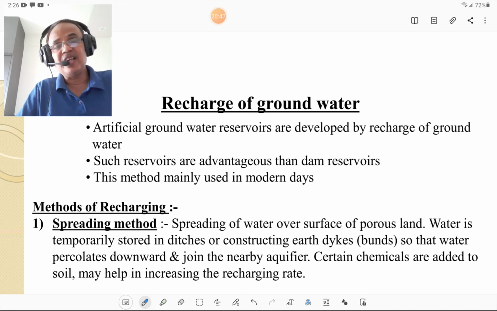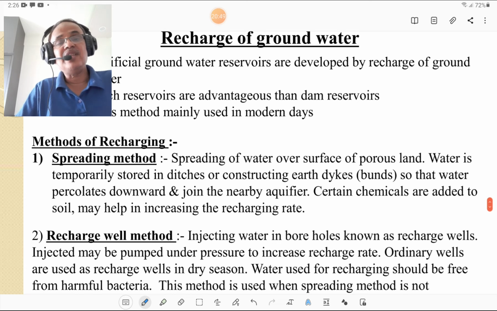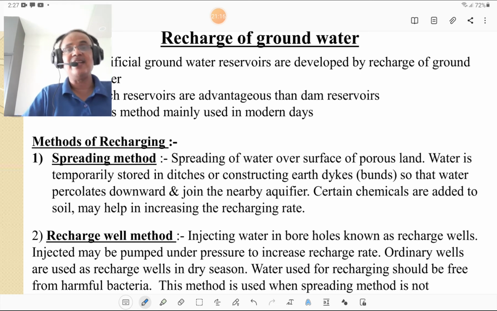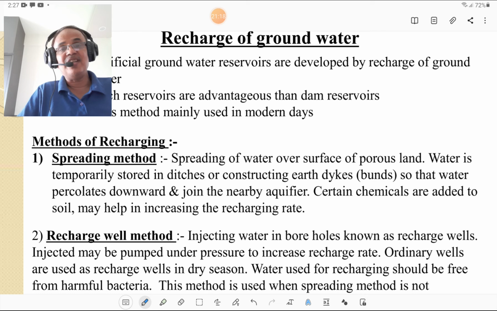Then methods of recharging. There are 3 methods of recharging. First is the spreading method. Method of recharging the well. The spreading method: spreading of water over the surface of porous land. Water is temporarily stored in ditches or by constructing earth dikes or bunds so that water percolates down and joins the nearby aquifer. Certain chemicals are added to the soil which may help in increasing the recharging rate. Those chemicals are added to the soil to get it recharged early.